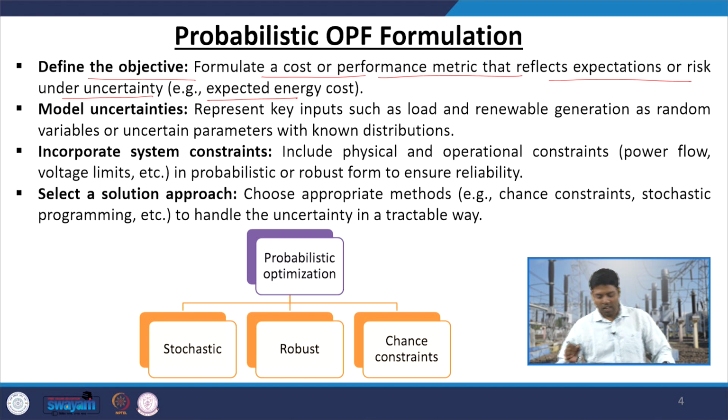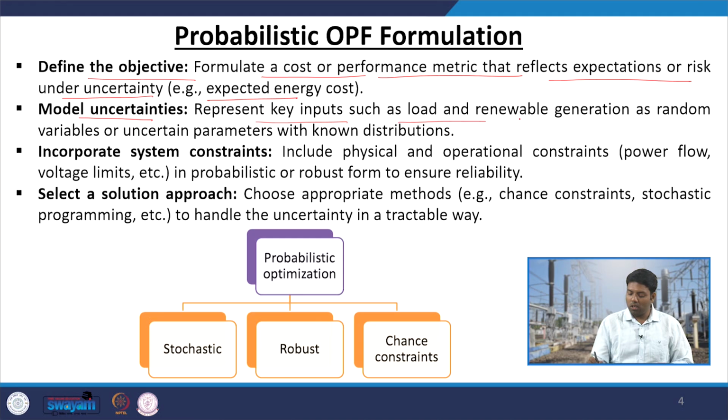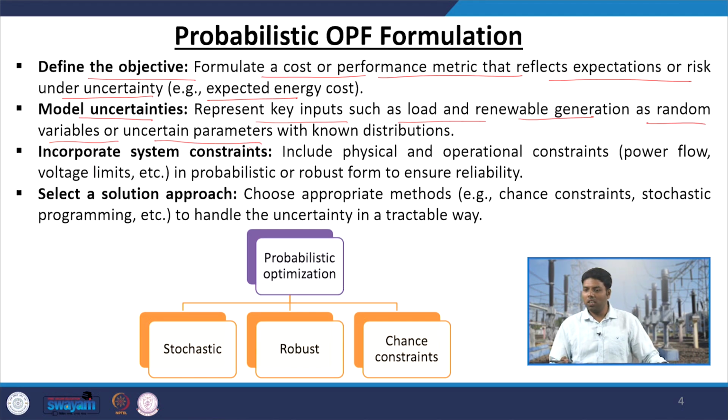So, that is the first change we have to make while transforming a deterministic OPF to a probabilistic OPF. Second, model uncertainties: represent key inputs such as load and renewable generation as random variables or uncertain parameters with known distribution, that we have seen already in the last class, how to represent and how to generate scenarios.